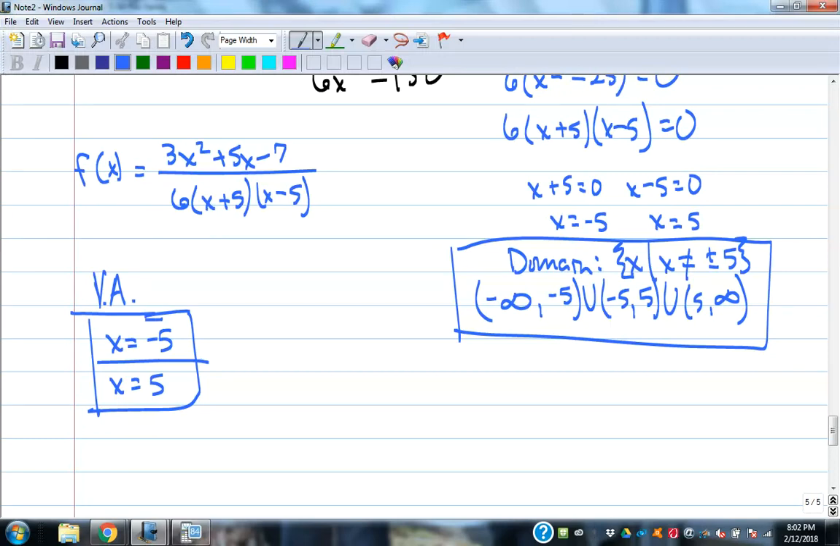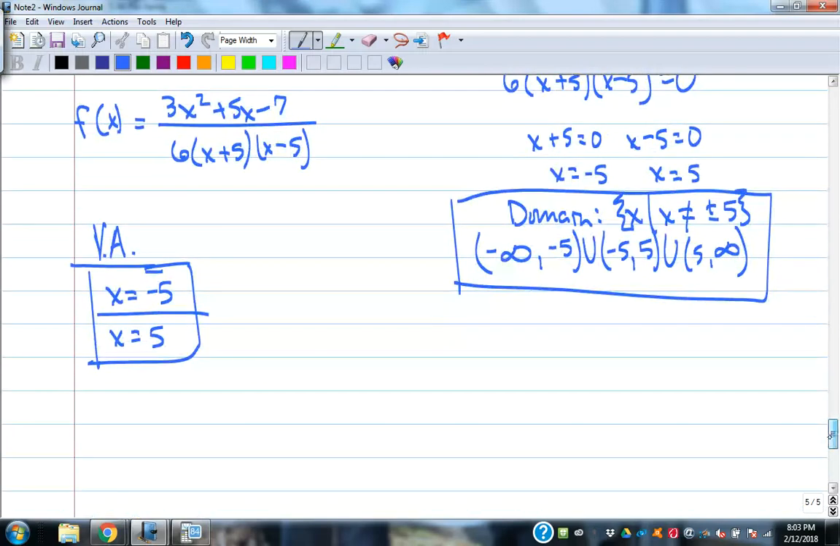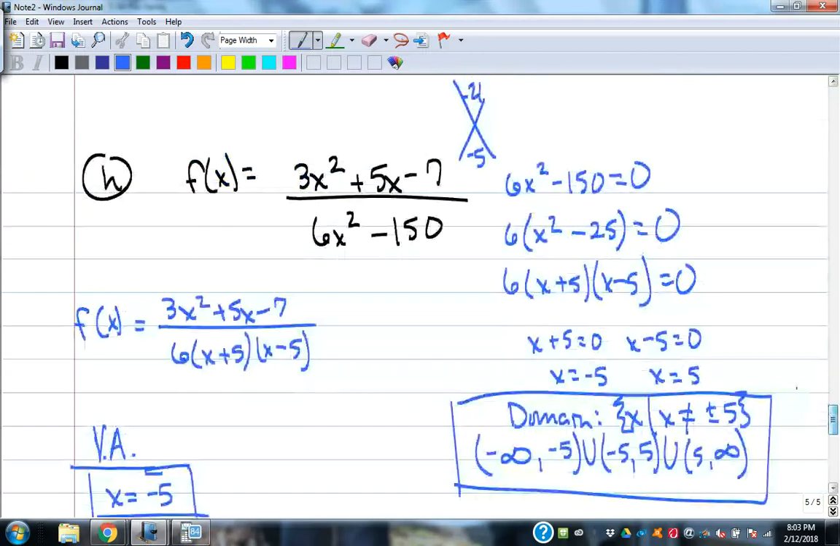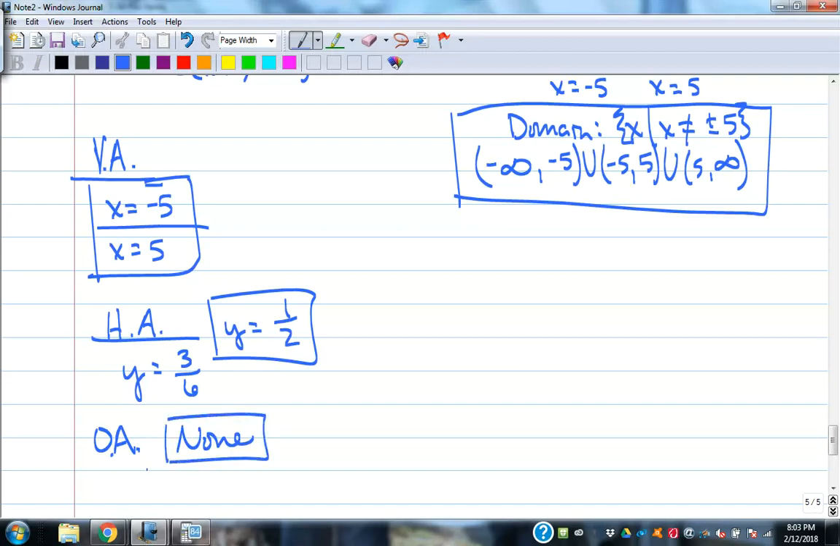Now we got to decide horizontal or oblique. So if it didn't simplify, I'm going to go back and look at my original because it's easier to see there if it doesn't simplify. What's our degrees doing? They're the same, which means it'll be what? Three over what? Leading coefficients. If they're the same, it's the ratio of the leading coefficients. The leading coefficients are those two right there, 3 and 6. So 3 divided by 6, which is y equals 1/2. What about the oblique? None.